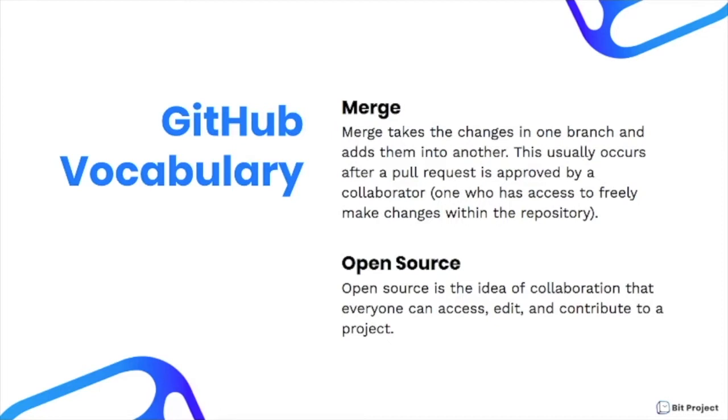Merge, as I mentioned before, is the action of taking the changes in one branch and adding them into another. Open source is just our philosophy that we follow with our GitHub. Anyone has access to it and is allowed to make their own edits and contribute to the project and our cause.